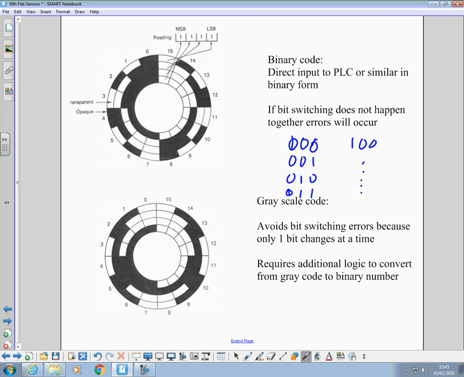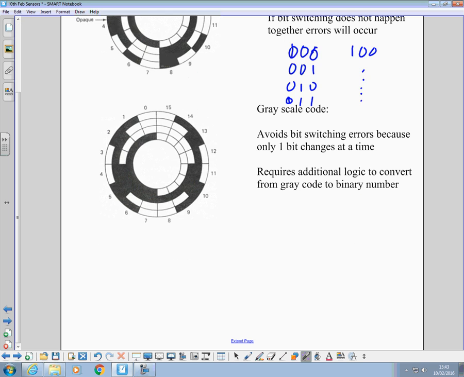Okay. If we use the grayscale code, then only 1 bit changes at a time. And the grayscale code goes something like this.